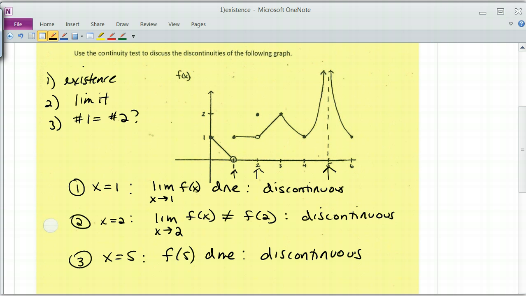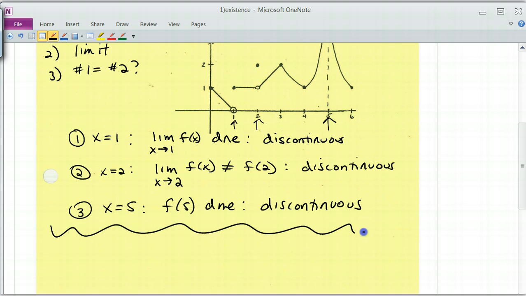Now, if you did any other point, you would say yes, yes, yes. In other words, let's check out x equals 3. Does f of 3 exist? Yes, it's 2. f of 3 equals 2. Does the limit exist? Yes, the limit as x goes to 3 of f of x equals 2. Does f of 3 equal the limit? Yes. So all 3 you say yes, so it's continuous. If you say no at any of the 3, then it's not continuous.